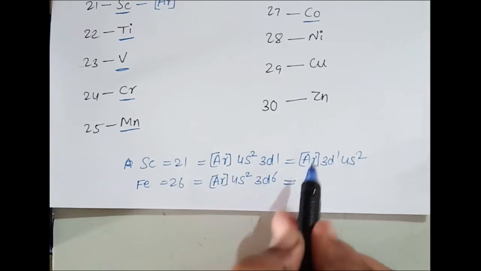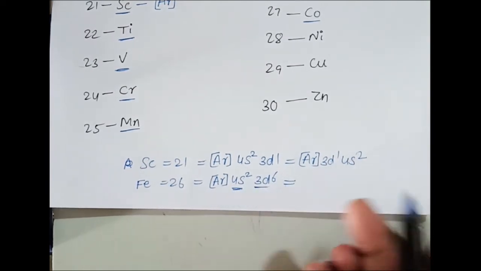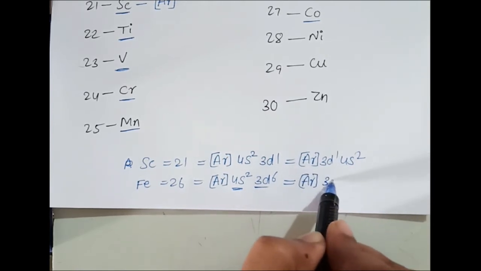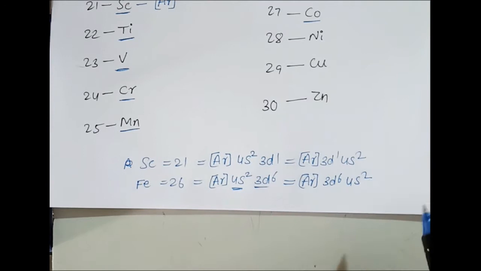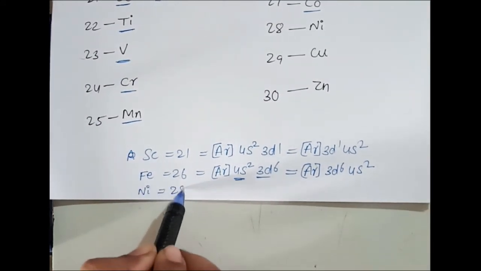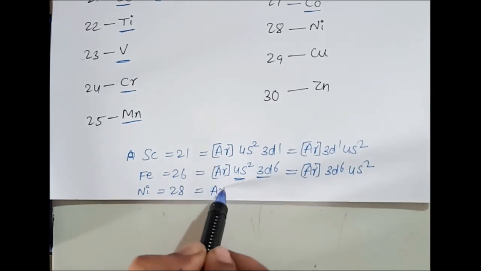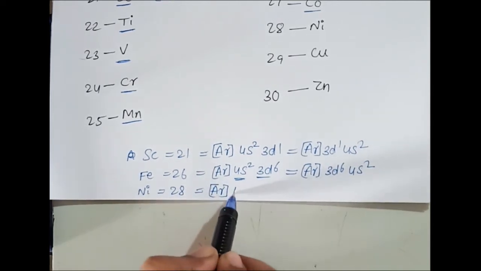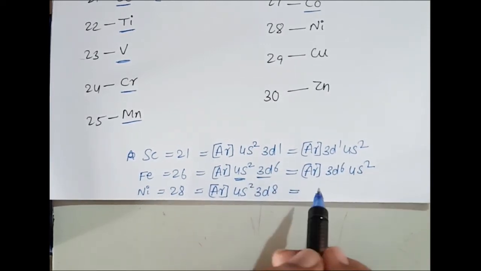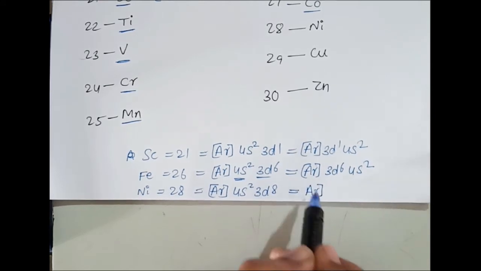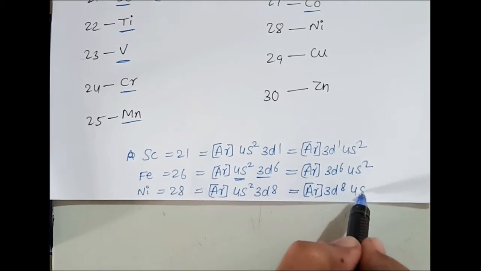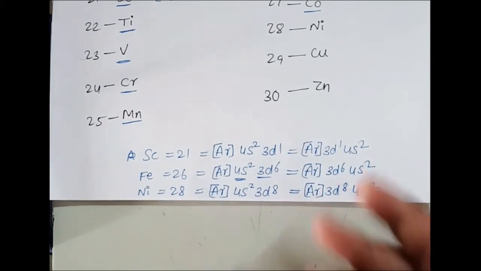But how will I write it? This is the fourth orbit, it is the third orbit, so the higher orbit will come further. So I will write argon 3d6, 4s2. Understood? Similarly, the example nickel. Nickel number is 28. Electronic configuration: argon number 18, 4s2, 3d8. But orbit wise, argon 3d8, 4s2. So this is how to write electronic configuration.